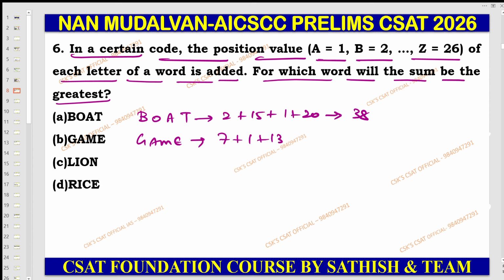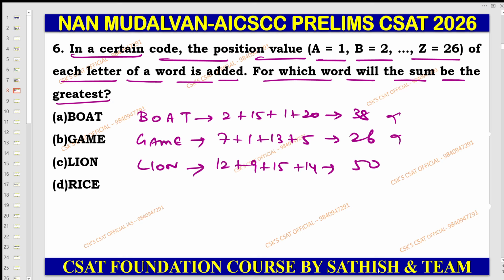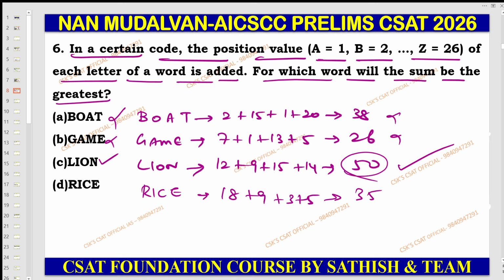For GAME: 7 plus 1 plus 13 plus 5, 26. For LION: 12 plus 9 plus 15 plus 14, 50. So therefore eliminate the 2. So elimination also you can do. Then RICE: 18 plus 9 plus 3 plus 5, 35. The question here is greatest. Greatest here is 50. So LION is the greatest. Everyone understood? C is the correct answer. Shall I move on to the next? Okay, fine.